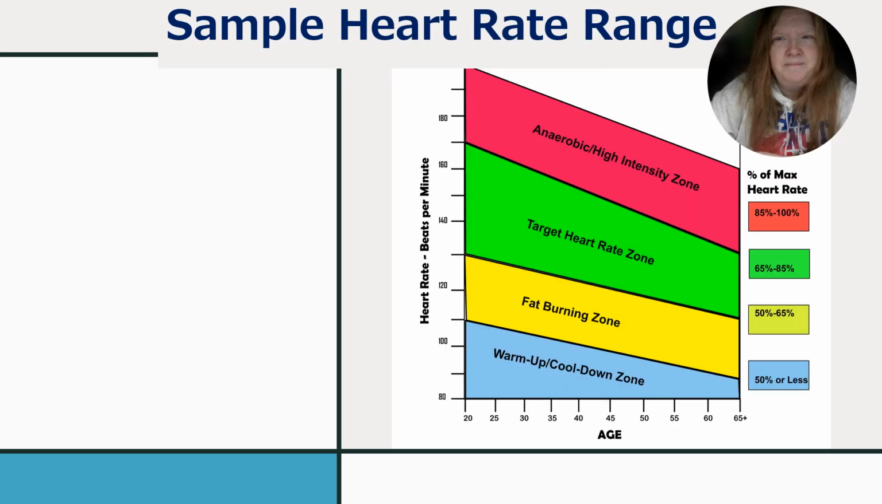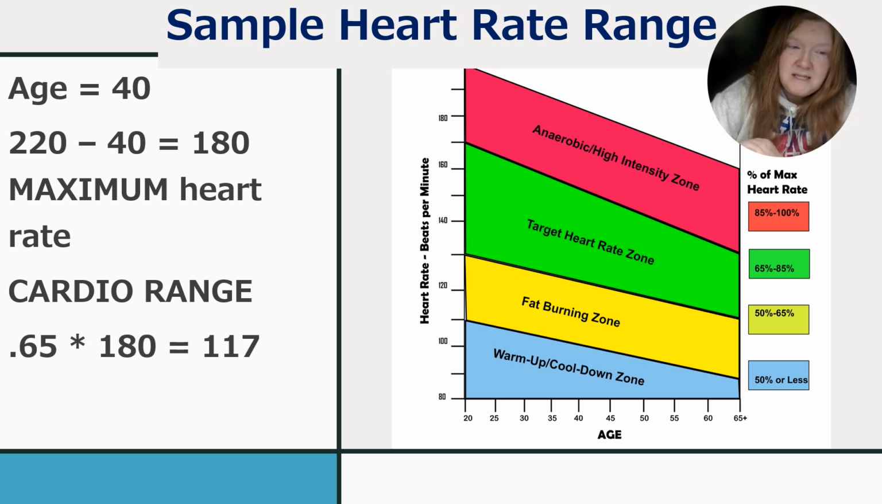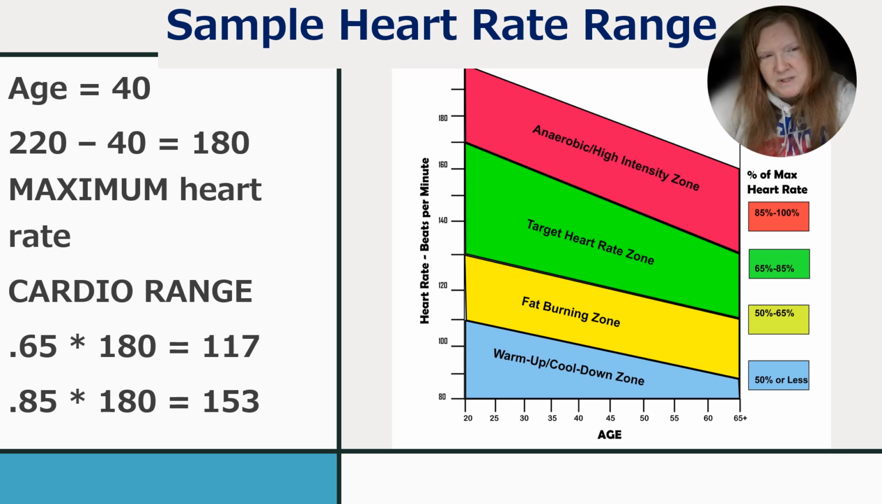Let me show you a graph. So here's a sample heart rate range. So someone who's 40, their maximum heart rate is 180. The cardio range is going to be 65% of 180, which is 117, and 85% of 180, which is 153. So that means when I'm doing cardio activity, my target heart rate should be between 117 and 153 if I'm 40 years old. Okay. And that is for right here, you can see your target heart rate.